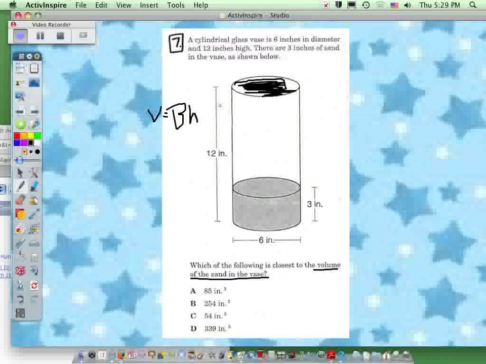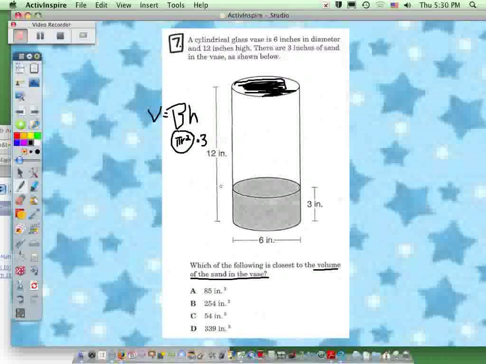What shape is it? A circle. How do you find the area of a circle? Pi r squared. What height are you going to use? Not 12, because it's asking for the sand. The sand is 3. And that's all I shall leave you with. Plug in. You can use 3 or 3.14 for pi.